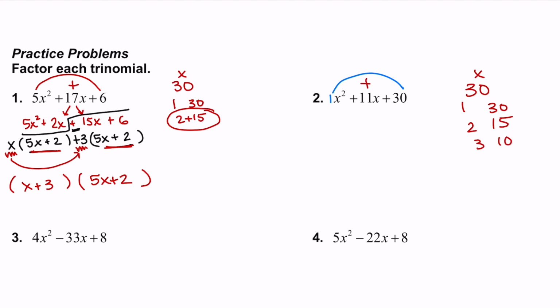3 and 10, and then we have 5 and 6. And 5 and 6 add together to equal the 11. So those are going to be the two numbers that we're looking for.